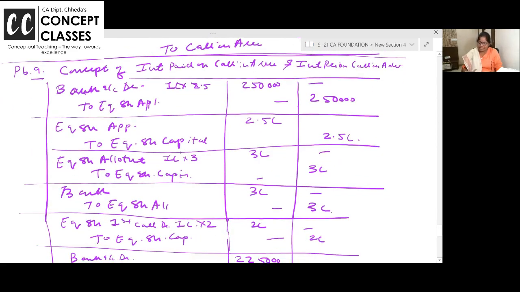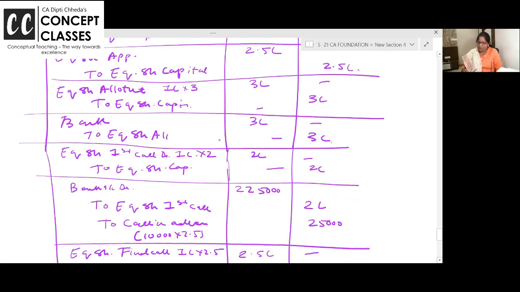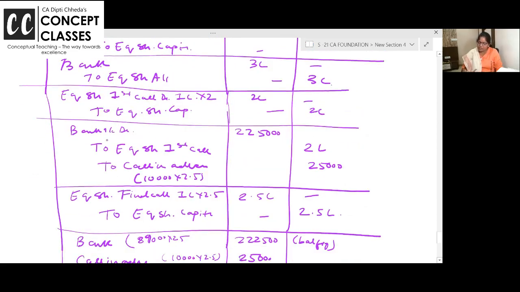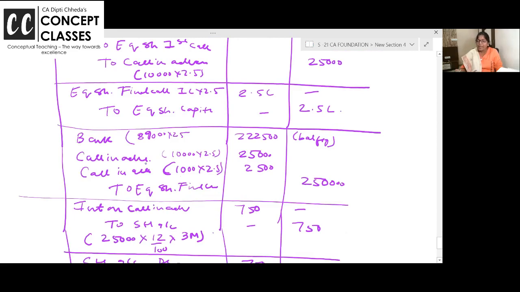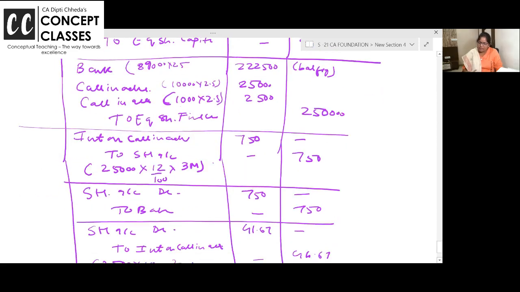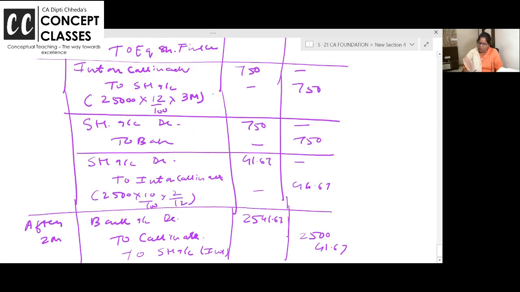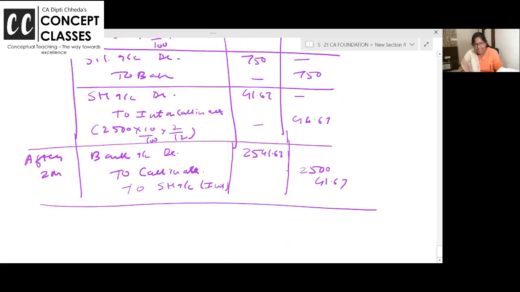Application received, shares allotted. Allotment due, received. First call due, first call received but with some advance. Final call due, in the final call the call in advance was adjusted and some call in arrears remained. Now on call in advance we will pay the interest and on call in arrears we will receive the interest along with the call due after 2 months. They have given 2 months and 1 month. We will take it like this.